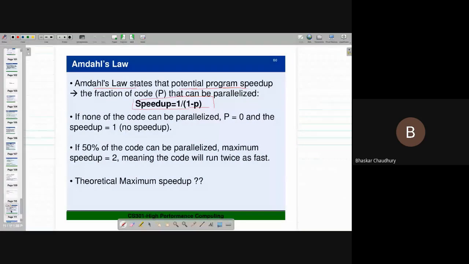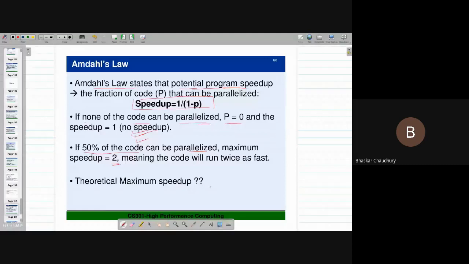Now let's say that if none of the code can be parallelized, if p is 0, so suppose you have a code where nothing is parallelized, p is equal to 0. So what is the speed up? 1, right? No speed up. Now suppose 50% of the code can be parallelized. So what is the maximum speed up you are going to get? 2. Even if I give you an infinite number of processors, that's the point. If only 50% of the code can be parallelized, you cannot get anything beyond 2.